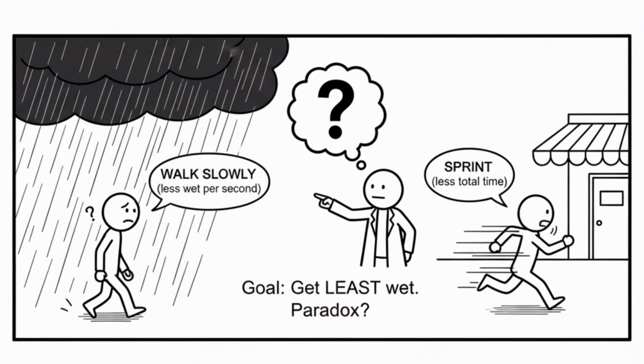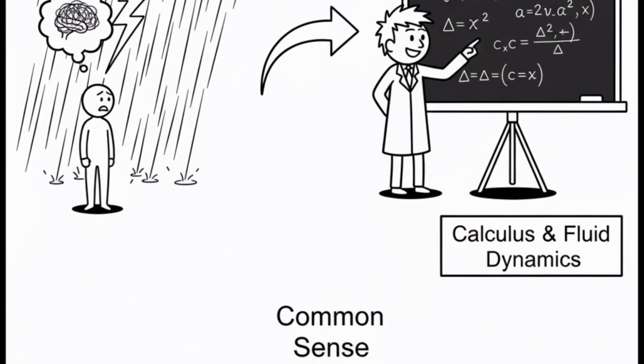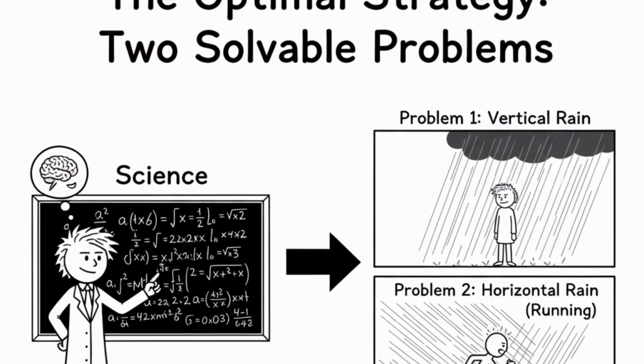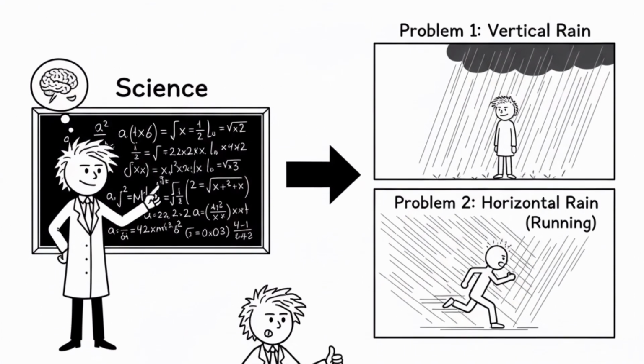Yes, it feels like a paradox. Common sense argues both sides. But we don't use common sense here. We use calculus and a little bit of fluid dynamics. And today we are going to prove mathematically the optimal strategy for not looking like you just took a quick dip in the Atlantic.